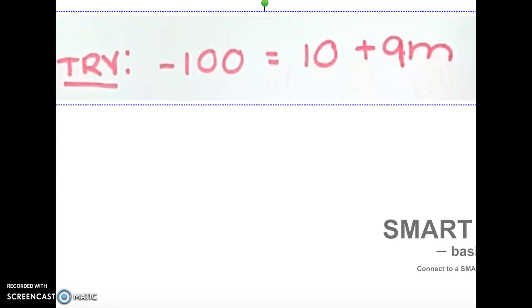So here's one for you to try. Negative 100 equals 10 plus 9m. Again, very similar to the problem we just went over. So if you need to, rewatch that section of the video, and then you're going to answer this question right here.